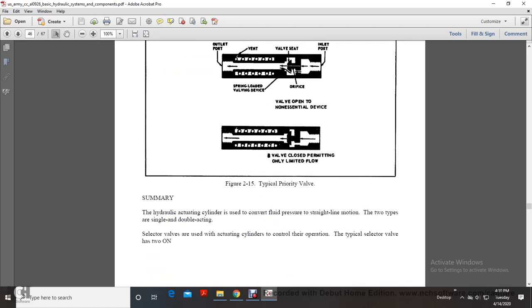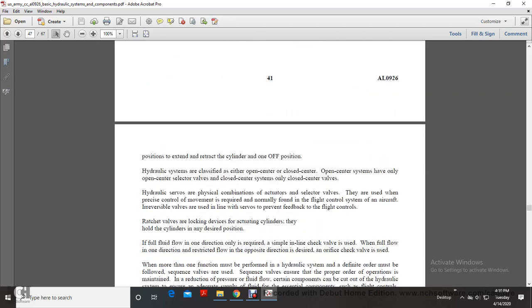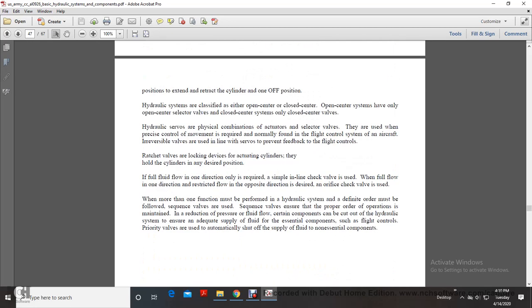Alright, summary. The hydraulic actuating cylinder is used to convert fluid pressure into straight line motion. The two types, single and double action selector valves, are used with the actuating cylinder to control these operations. The typical selector valve has two on positions to extend and retract the cylinder, and an off position. Hydraulic systems are classified as either open center or closed center. Open center systems have only open center selector valves. Closed center systems have only closed center selector valves.